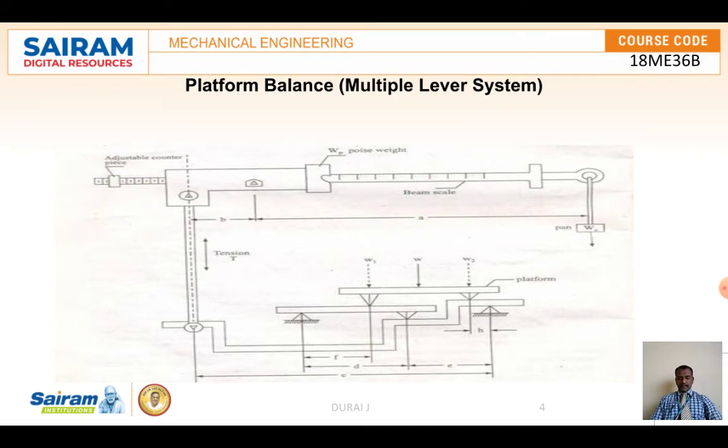Here the system will be provided with an adjustable counterpoise, which is used to get an initial adjustment. Before the unknown load W is applied on the platform, the poise weight WP is set to 0. So before applying the weight over here, we set WP to 0. Then we are going to simplify the analysis.